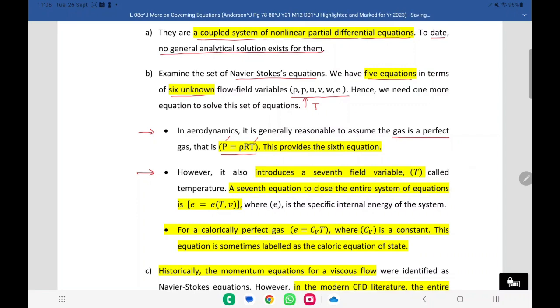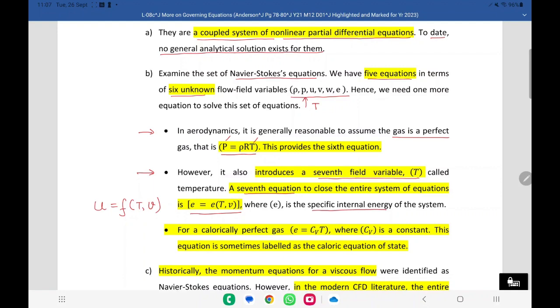So what we have actually done is introduce a 7th field variable, which is temperature, and we have the equation P is equal to rho RT, so you can say there are 6 only. But then you have another equation, which is the 7th equation, that E is a function of temperature and volume. Now E is specific internal energy. We know that U is a function of temperature comma volume. So we can take this equation.